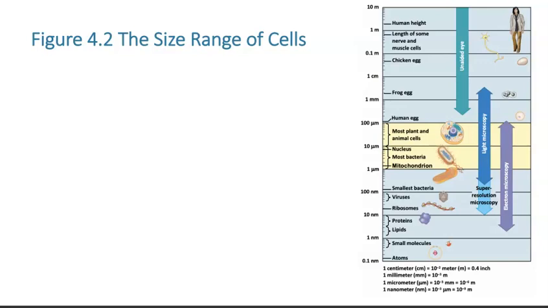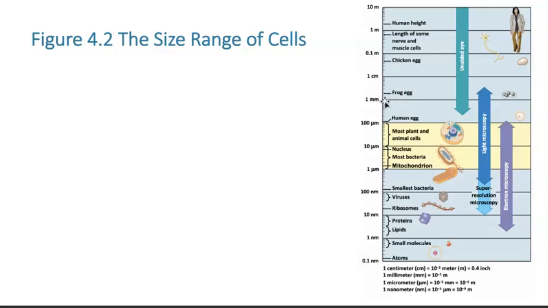There are lots of different cell sizes, and this is a pretty good diagram of different cell sizes. You can find this as figure 4.2 in your book, either your in-person book or your online book. Looking at the scale here, we can see that the smallest bacteria are about 100 nanometers long, and that we can see mitochondria and nucleus. Here's the size of a human egg. Here's the size of a frog egg. Now you can see a frog egg with your naked eye.